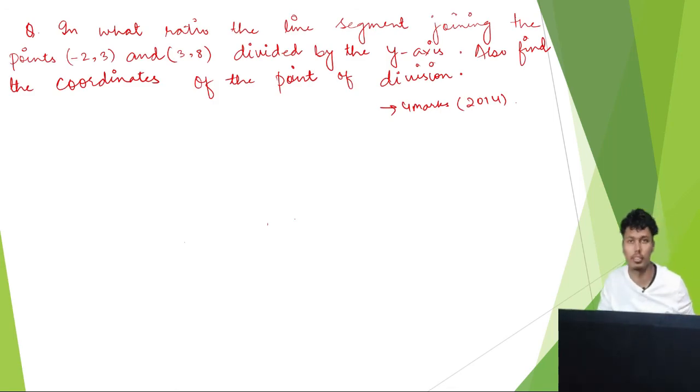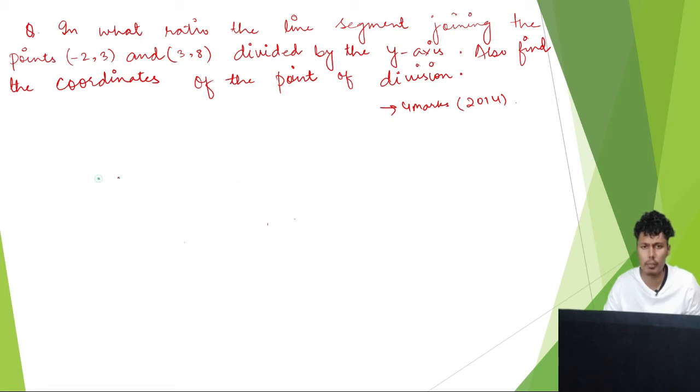Now let us do another question. The question is for 4 marks. In what ratio does the y-axis divide the line segment joining the points (-2, 3) and (3, 8)? Also find the coordinates of the point of division. There is a line segment.